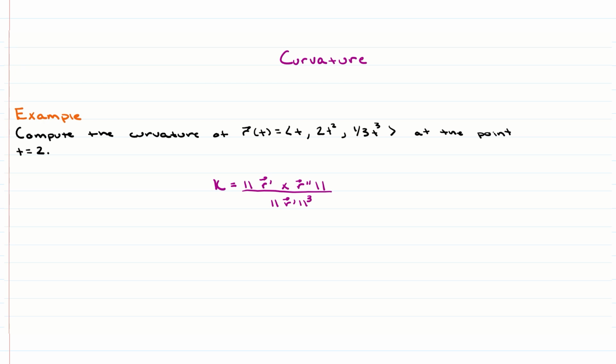Curvature is represented by the Greek letter kappa, and the formula says that curvature equals the magnitude of the first derivative of the curve cross the second derivative of the curve, over the magnitude of the first derivative of the curve, cubed. Now let's start working through our example.